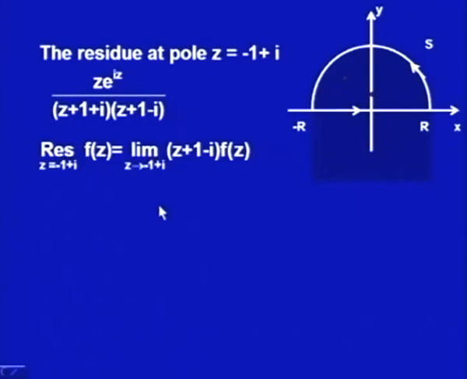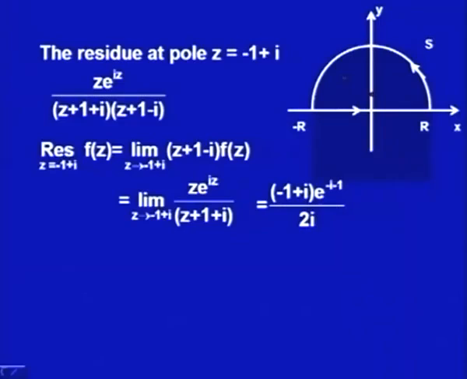So, what I would get is the limit as z approaches minus 1 plus i of z e to the power i z upon z plus 1 plus i. This limit is just evaluated at z equal to minus 1 plus i. If I evaluate it, z would be minus 1 plus i, e to the power i into (minus 1 plus i) would give me minus 1 minus i, and z plus 1 plus i would be 2i in the denominator. So, I am getting (minus 1 plus i) into e to the power (minus i minus 1) upon 2i.